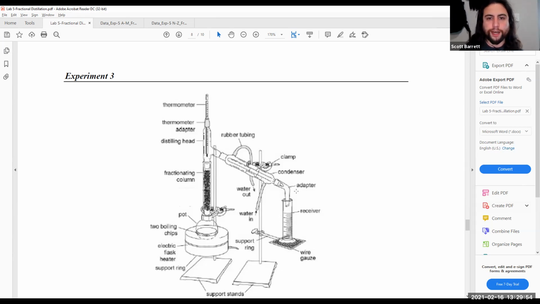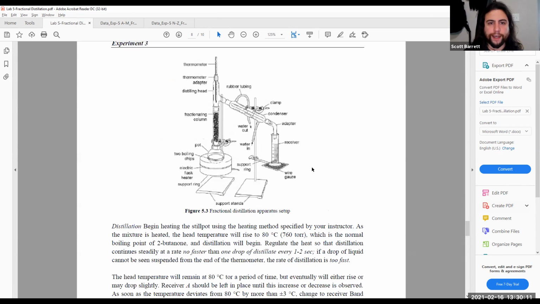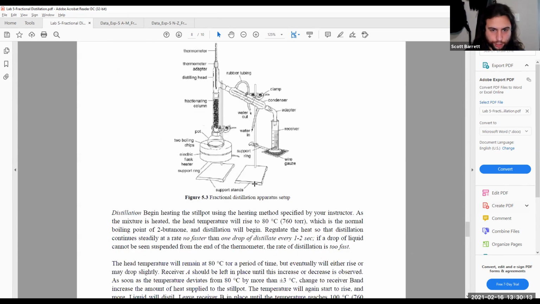This adapter just allows it to condense downwards instead of just going straight out of the condenser. The adapter allows it to actually drop vertically down into a receiving flask, or in this case, a graduated cylinder. So this is a great image to show exactly how a fractionating distillation occurs.